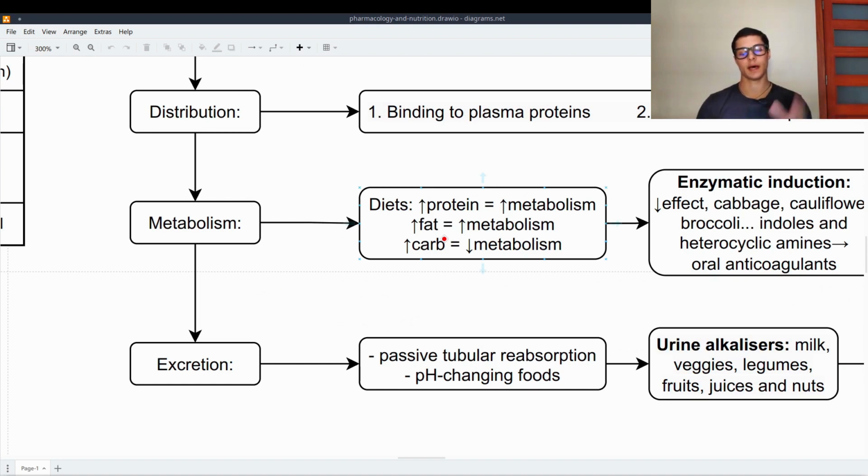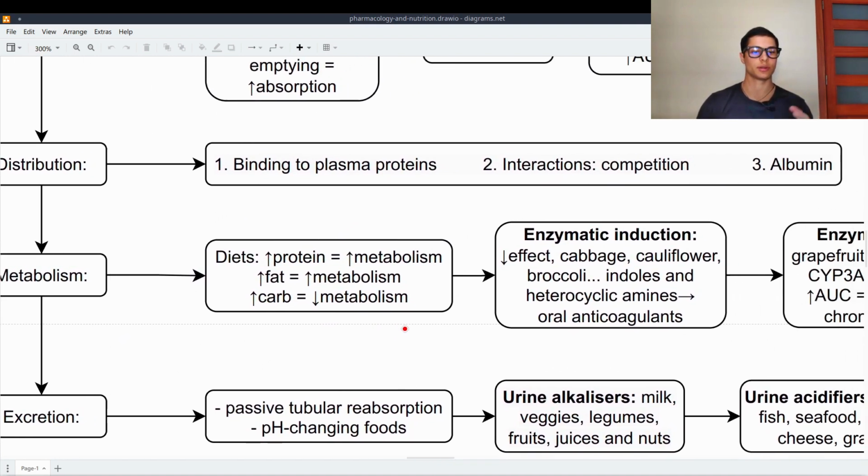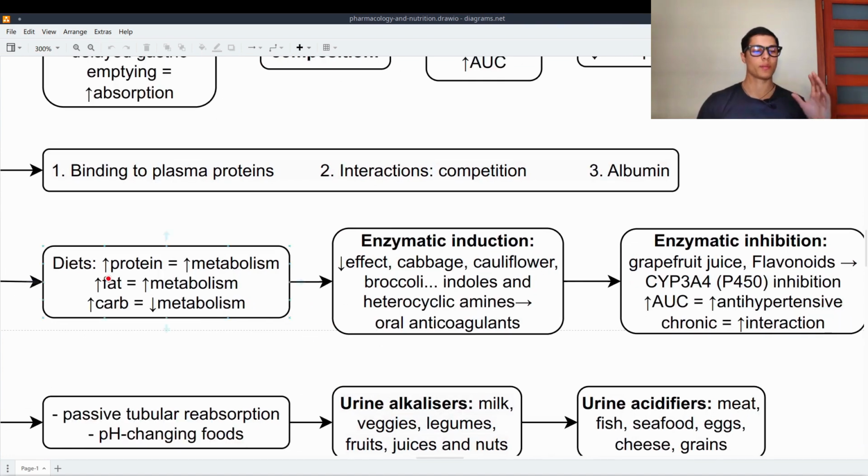Metabolism, we have diets, and different types of diets will dramatically change the metabolism. So high protein will be higher metabolism. High fat, higher metabolism. High carb, lower metabolism. Again, if you remember, higher metabolism means higher cytochrome P450, and therefore higher elimination and less drug effect.